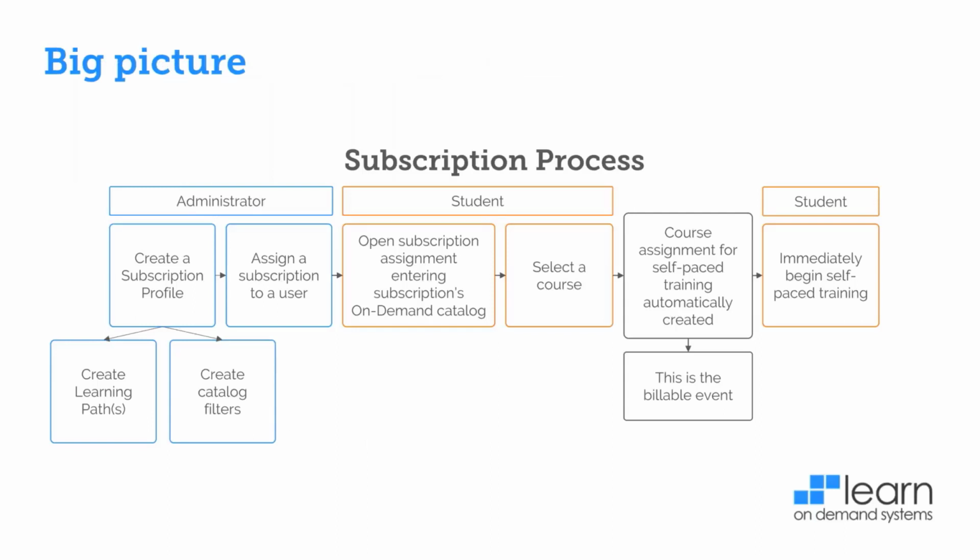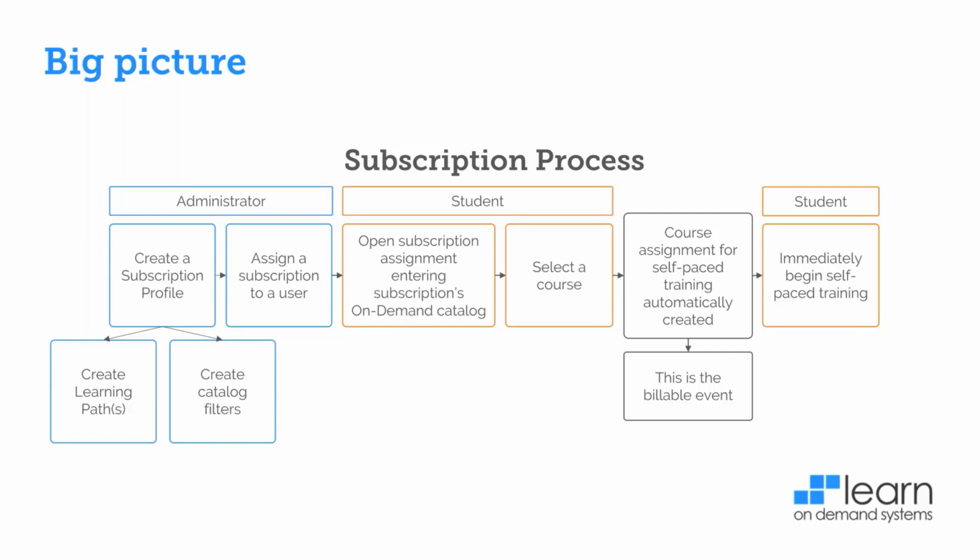So the whole process begins with you creating a subscription profile. And this is where you determine what courses are in it and how long your subscription assignments will have access to it. Along with this profile, you can choose to create learning paths, and you can choose to create catalog filters within the subscription. But once your profile is made, you can start assigning it to users.